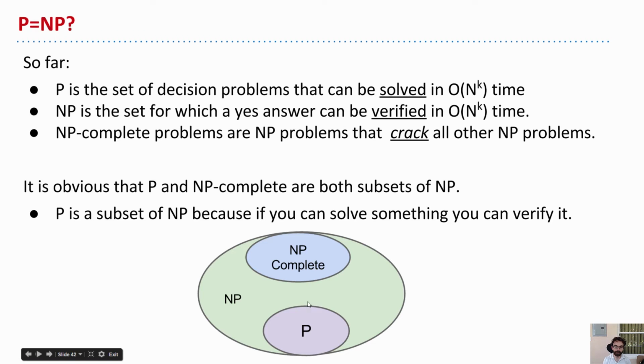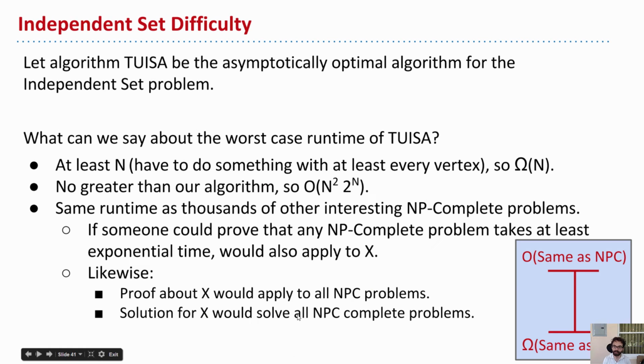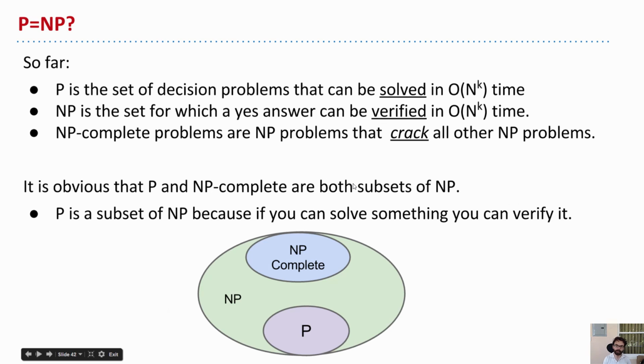Okay? So we possibly live in a world where these two sets are actually the same, but we just don't know now. That is, we don't know if independent set is actually a hard problem that we can do no better than n squared times 2 to the n, or if maybe there's some trick.